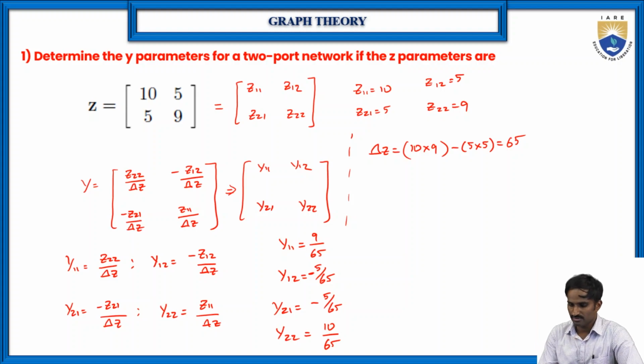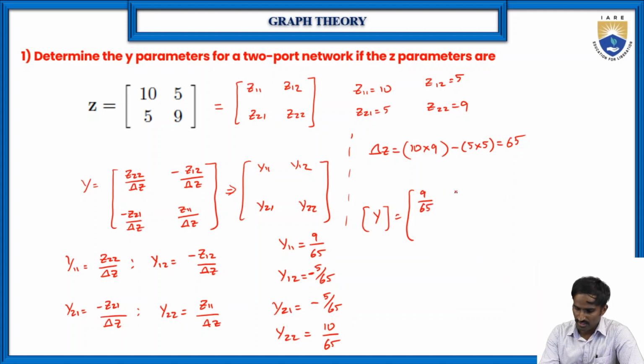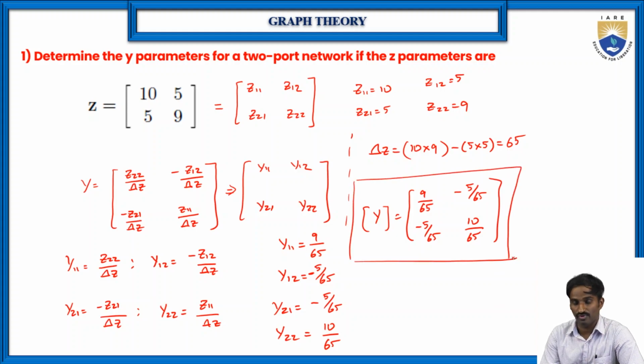Then finally the admittance matrix is equal to 9 by 65 and minus 5 by 65, and again minus 5 by 65 and 10 by 65. So this is the admittance matrix of y.